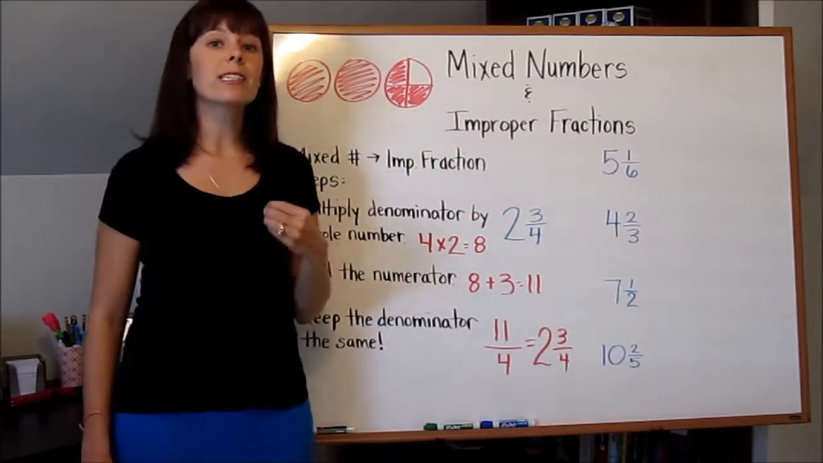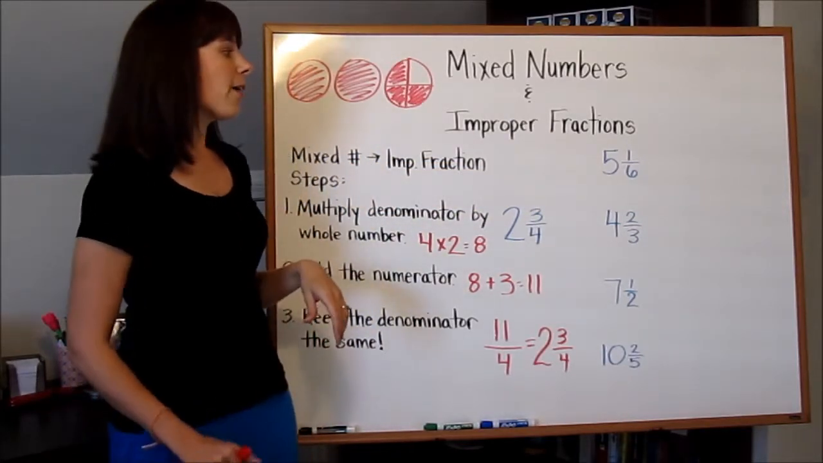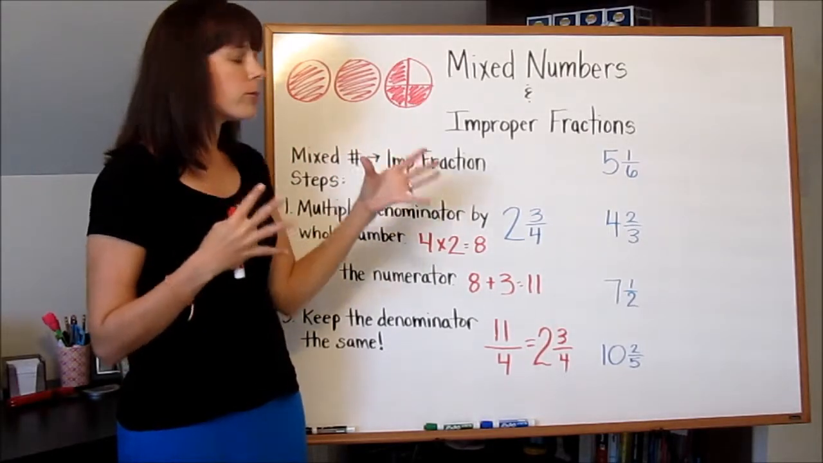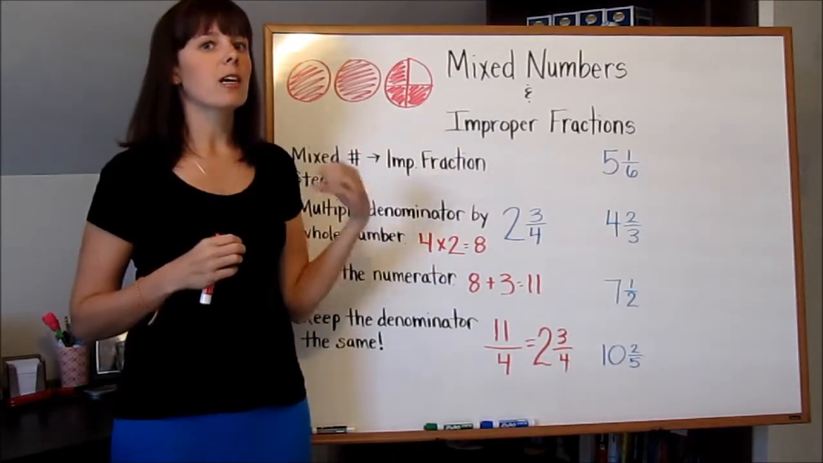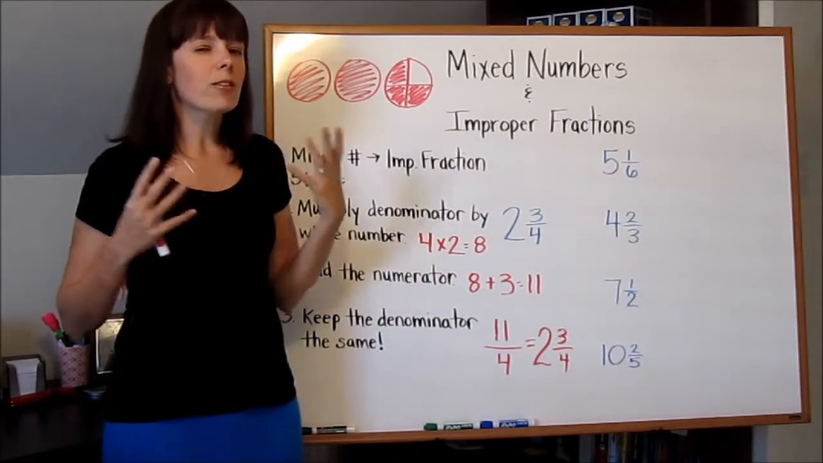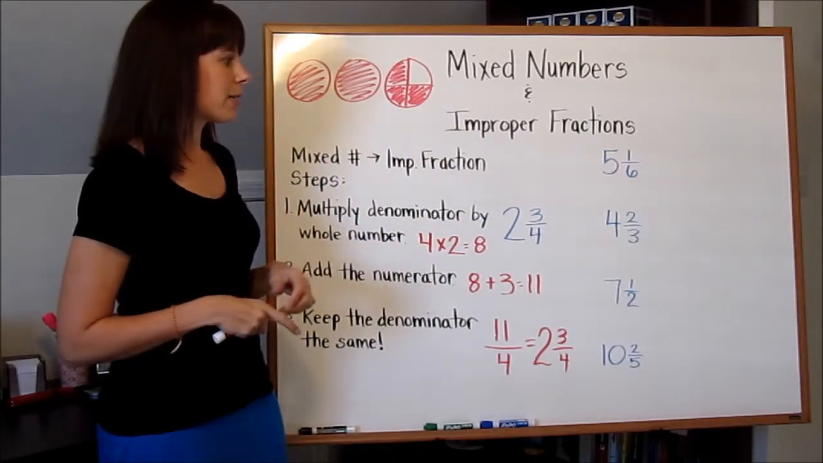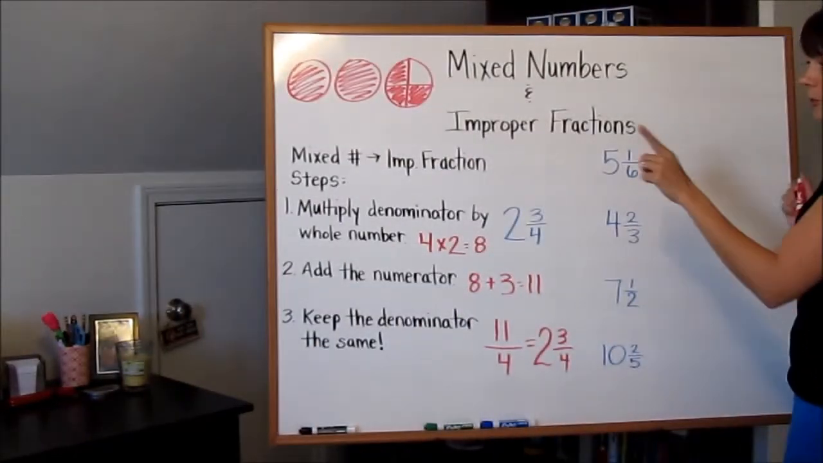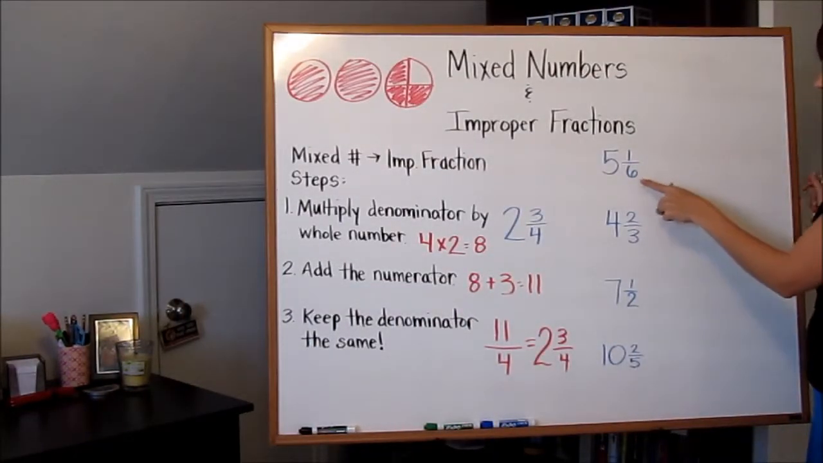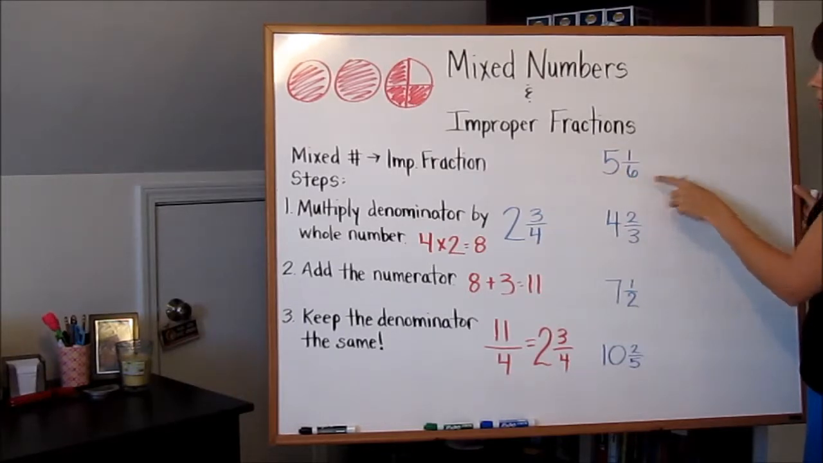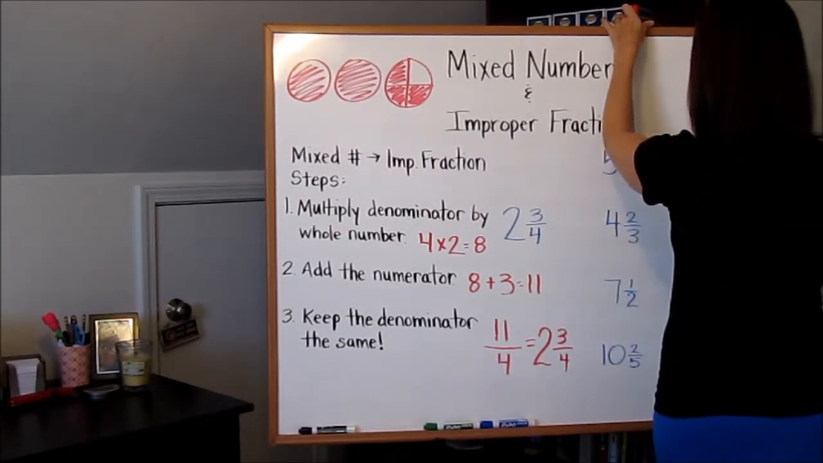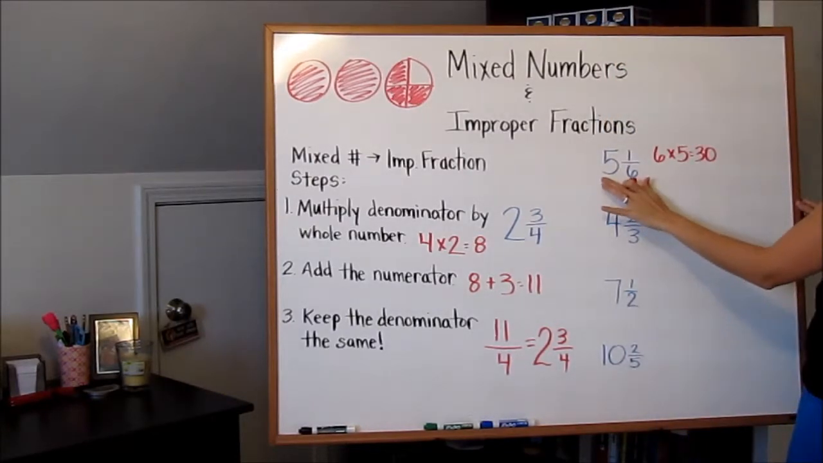5 1/6. So let's say I have 5 tomatoes and 1/6 of another tomato, and I want to know, what does this look like as a fraction? So I'm going to do the same thing. First thing I'm going to do is multiply my denominator by my whole number. So 6 times 5 is 30.